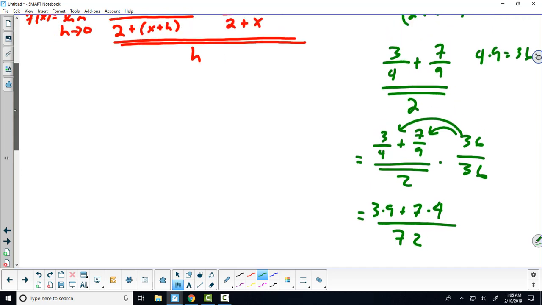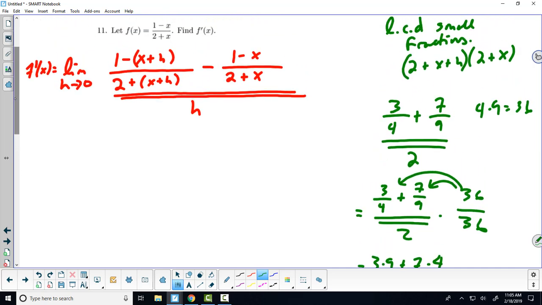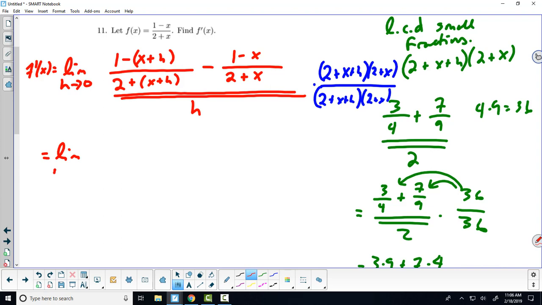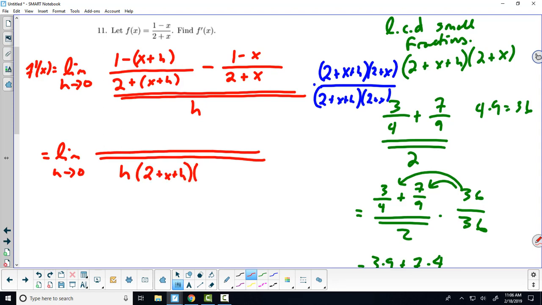So let's do the same thing up here. I'm going to multiply this by 2 plus x plus h times 2 plus x all over 2 plus x plus h times 2 plus x. Let's do the denominator first. That's the more straightforward. It's just however the chips fall. So we get h times 2 plus x plus h times 2 plus x.